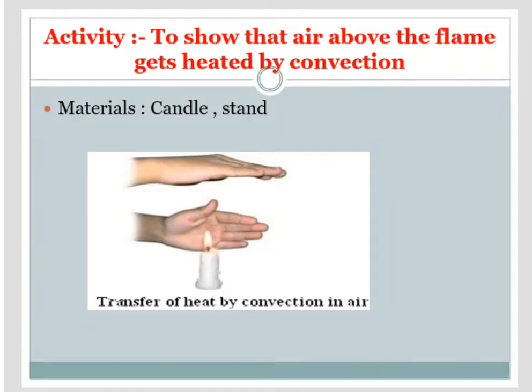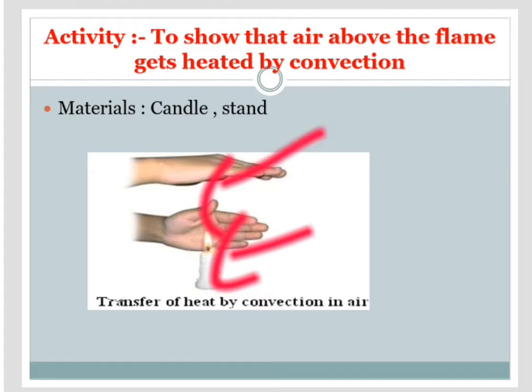Next, activity. To show that air above the flame gets heated by convection. Material: candle and stand. Procedure. Put a candle on a stand. Okay. Light the candle. Keep one hand above the flame carefully at a safe distance from the flame, so that it does not get burned, and another hand on the side of the flame.